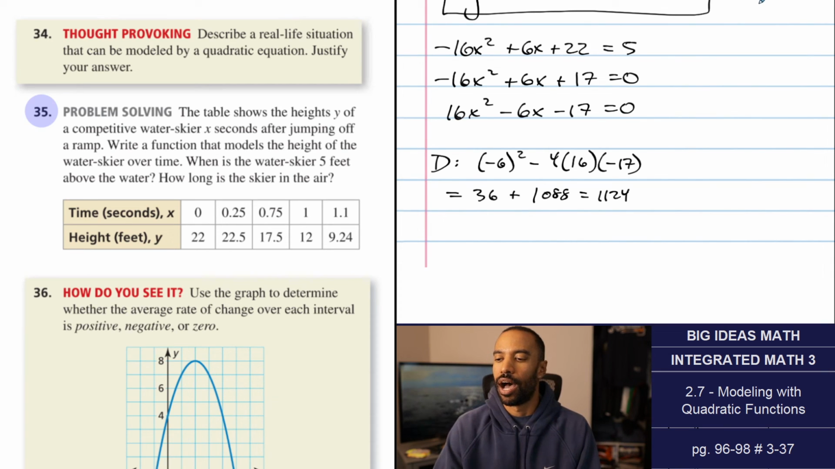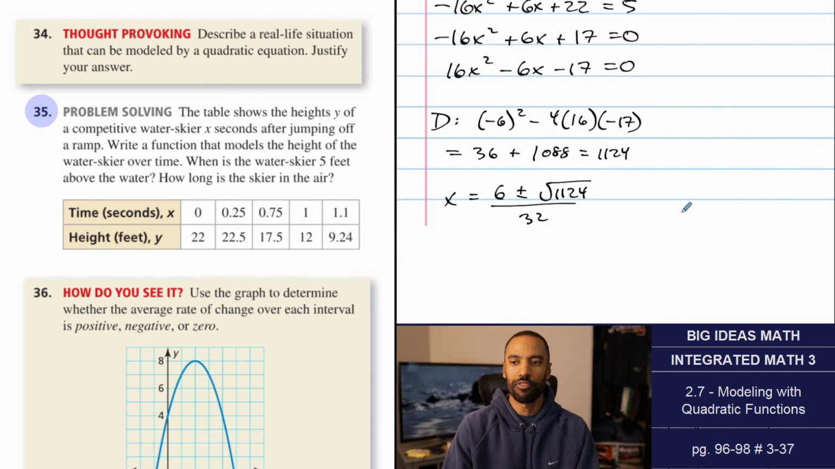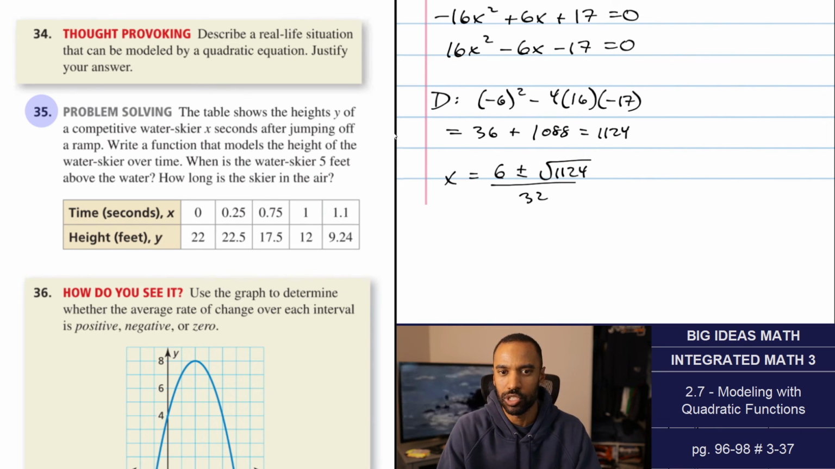So anyway, x equals negative b, that's positive 6, plus or minus the square root of 1,124 all over 2a, that's 32. So these are the 2 different values that we have here: 6 plus root 1124 over 32, and 6 minus root 1124 over 32. So I'm going to calculate both of those. I'll show you on the calculator what I'm going to do with those.